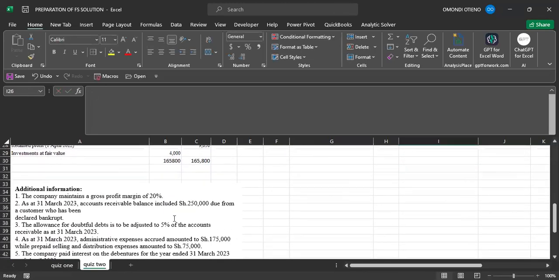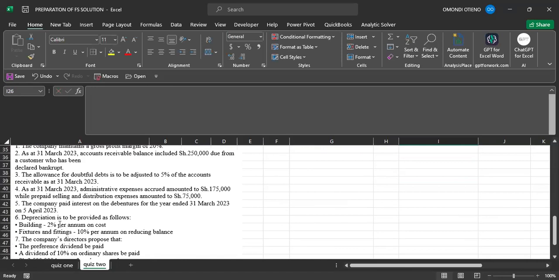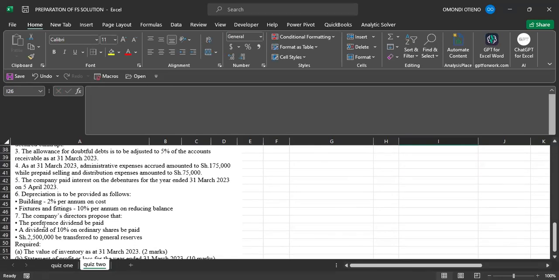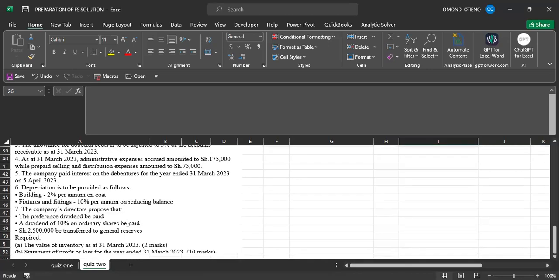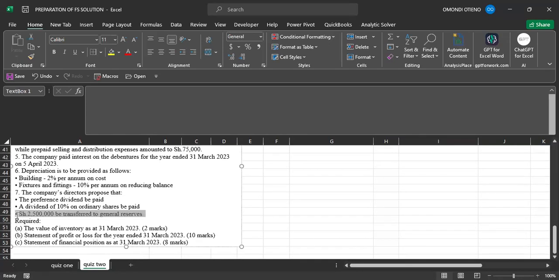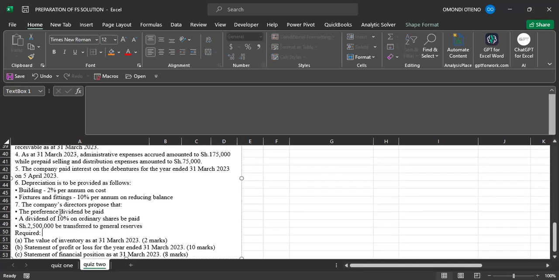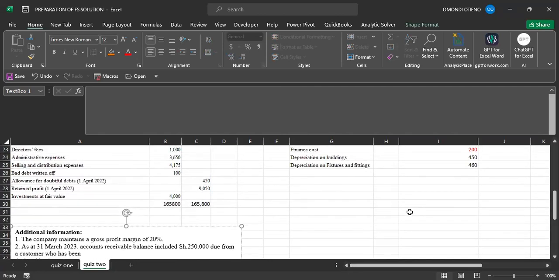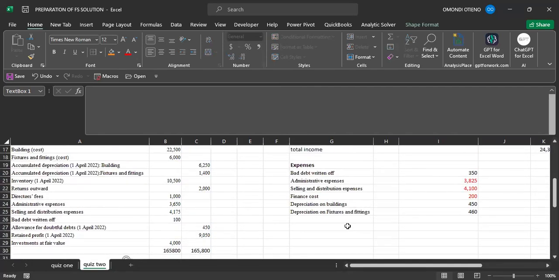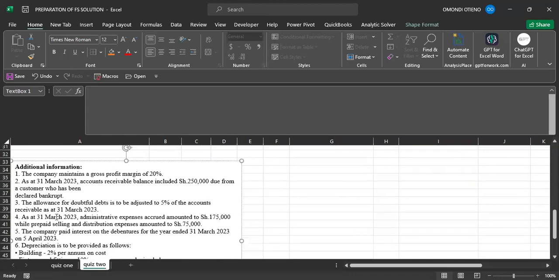Good. After that, do we have any other assets? No. The company's directors propose that the preference dividends be paid. So the dividends of 10% on ordinary share capital be paid, this one here. I actually want us to deal with this by preparing what we call statement of changes in equity. I think it will enable us to get something. Good. Having done that, do we have any other expense? So these are additional information, right?